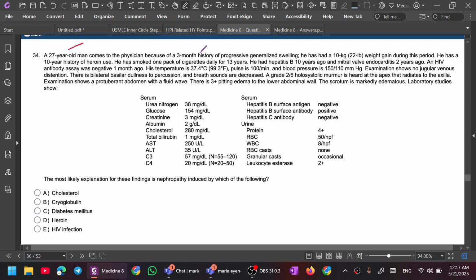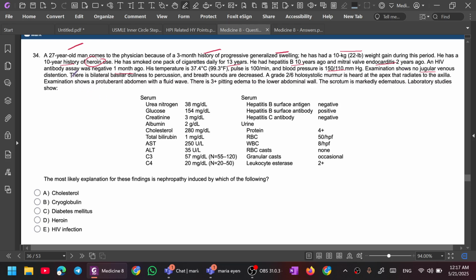A 27-year-old man comes because of a 3-month history of progressive generalized swelling. He had 10 kg weight gain. He had a 10-year history of heroin use. Smoked 1 pack of cigarettes for 13 years. He had hepatitis B 10 years ago, mitral valve infarctus 2 years ago. HIV has been negative for 1 month. Temperature is normal. Pulse 100. Blood pressure 150 over 110.